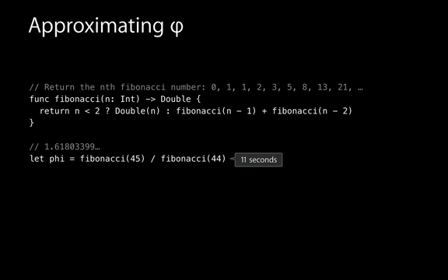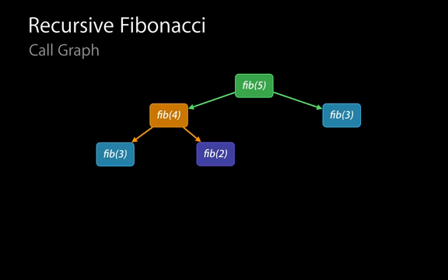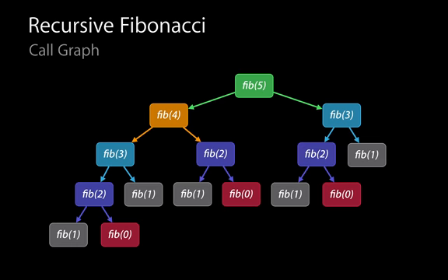Well, it's easy to see why if you look at the call graph. So just looking at fib of 5, that depends on fib of 4 and 3. And fib of 4 depends on fib of 3 and 2. And you can already start to see the repeated computations in here. And if you look at the entire call graph, well, you can see there's a lot of repetition. Now, expand this up 45 levels, and you've got a recipe for a slow program.